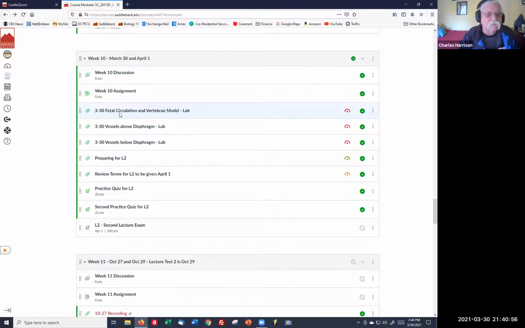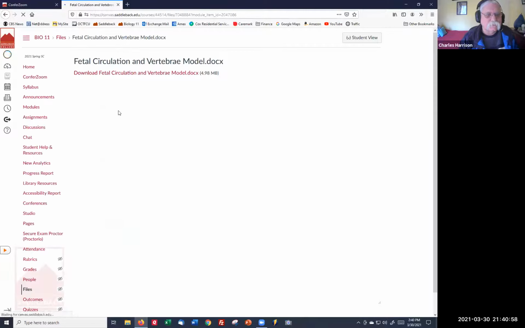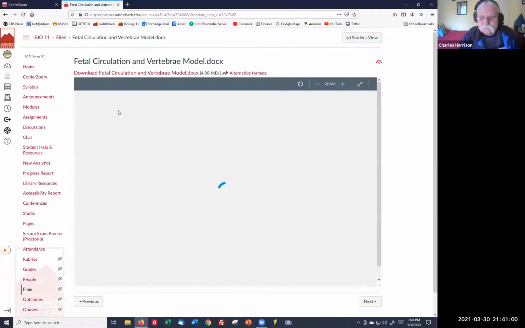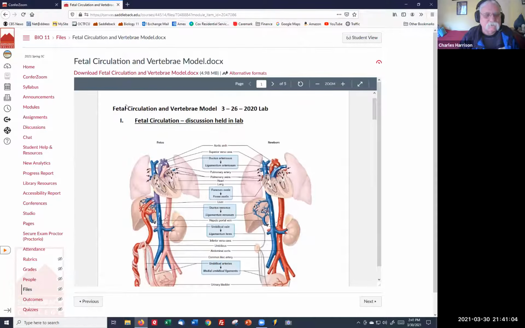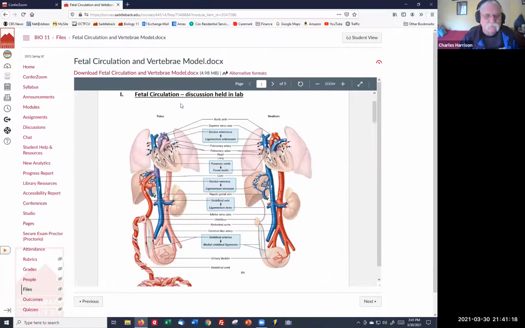Okay, so I'm on 330 today, and this is fetal circulation and the vertebra model. I didn't catch this date change. It needs to be done, but date changes are never important.